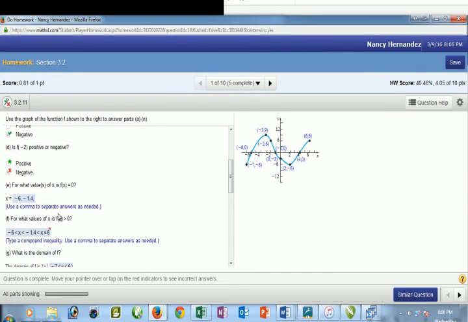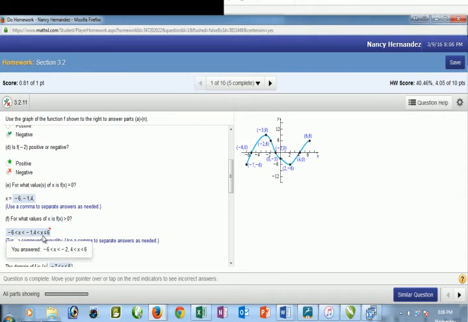Now, this is what I think she's having trouble with right here. The question says, where is f of x positive? That's your graph. Where is this stuff positive at? It's positive from 6 to what? -3. All the stuff is up.